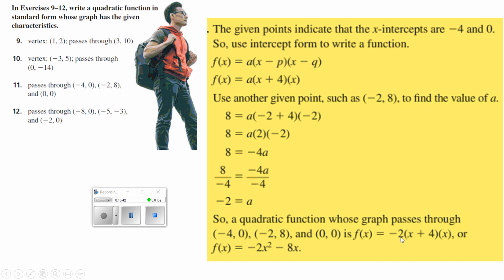So now we've got negative 2 times x plus 4 times x. And if we were to do all this, we'd see that negative 2 times x is negative 2x. And then we multiply it to x, so that would be negative 2x squared. Then we'd have negative 2 times 4, which is negative 8, and then we multiply that to x, so that would be negative 8x. And that's why they got the function of x could also be equal to negative 2x squared minus 8x. All right, last is number 13.